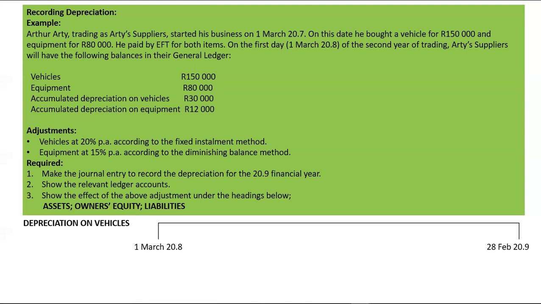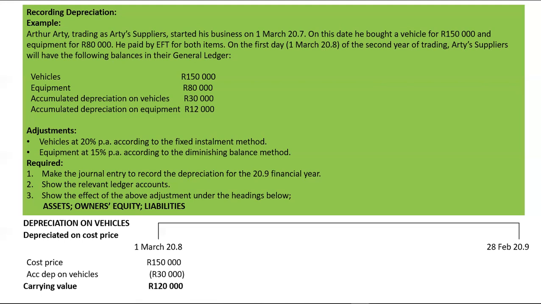Because they said vehicles are depreciated at cost price, you need to always get into the habit of calculating the carrying value of the asset that you're depreciating at the beginning of the year. Remember, I said carrying value is the cost price minus accumulated depreciation of that asset at the beginning of the financial year. The cost price of vehicles at the beginning of the financial year is 150,000. Accumulated depreciation on vehicles at the beginning of the year will be 50,000, meaning that the carrying value at the beginning of the year will be 120,000.